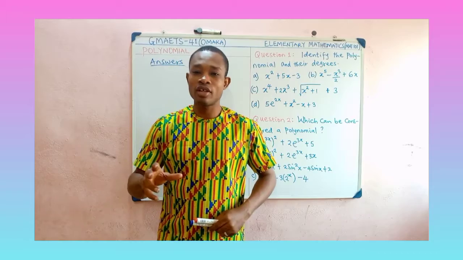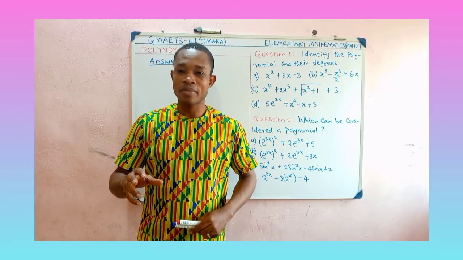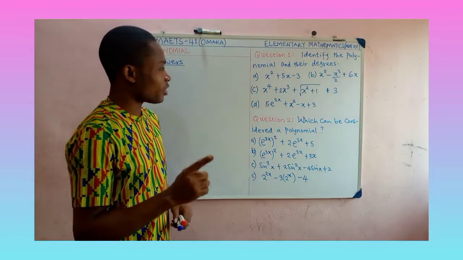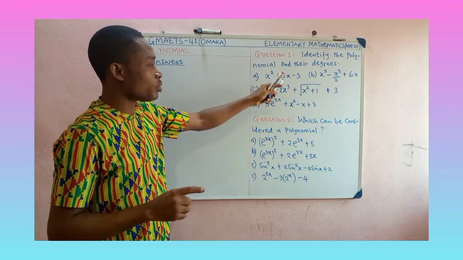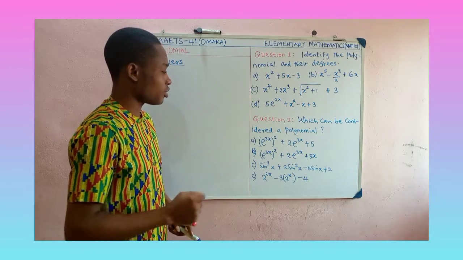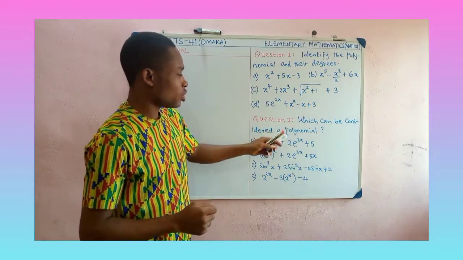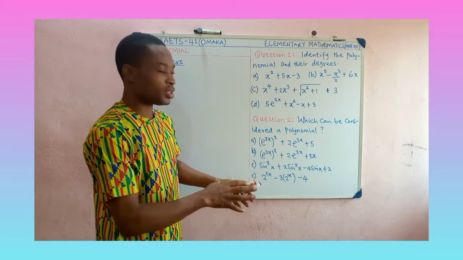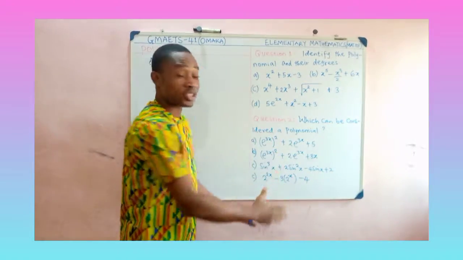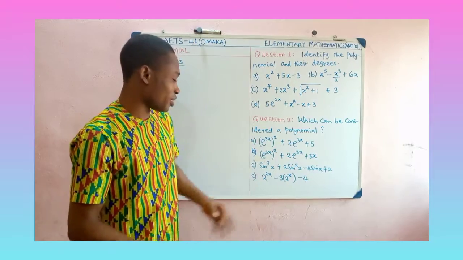In this video, we've got these questions on board, two of them. The first question, we have to identify the polynomial and their degrees. Then the second question, which can be considered a polynomial. So out of this expression here, which one can you consider to be a polynomial?